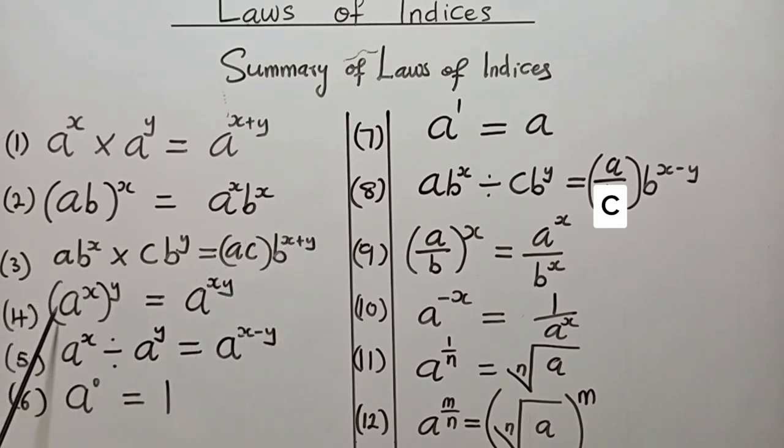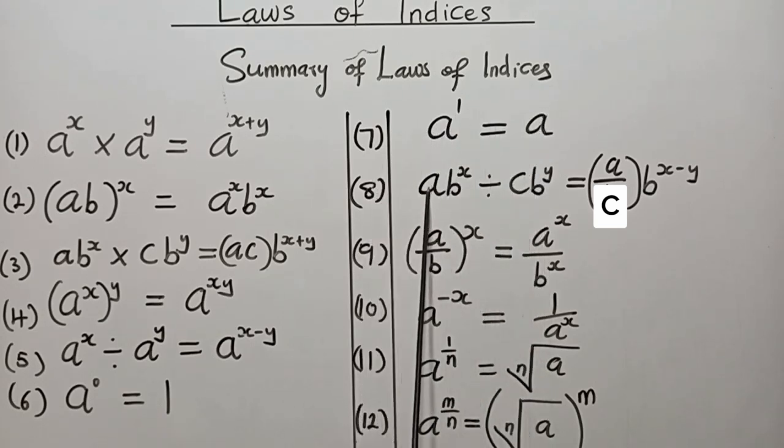Number 4: a to the power x, then all to the power y, is equal to a raised to the power xy. Number 5: a to the power x divided by a to the power y is equal to a raised to the power x minus y. Number 6 is a raised to the power 0 is equal to 1. Number 7 is a to the power 1 is equal to a.